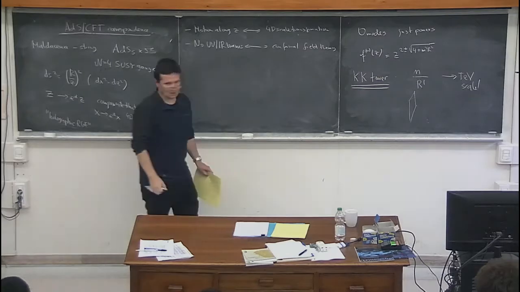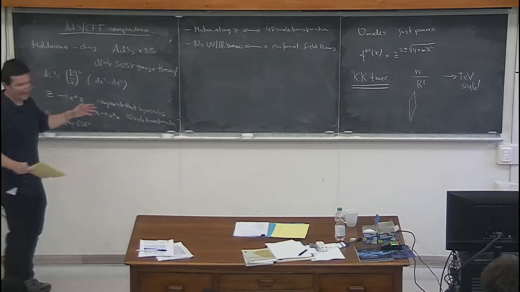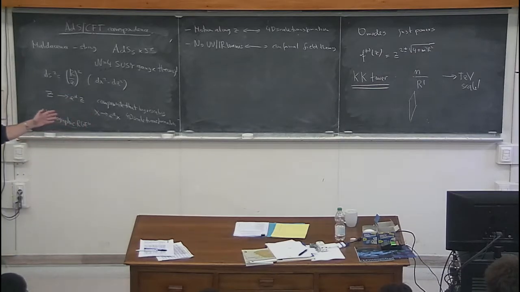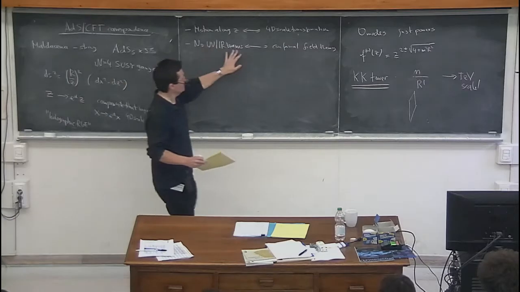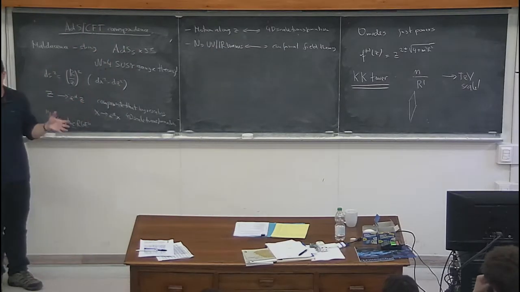So I'm going to be going through all the possible values of the z coordinate, from 0 to infinity. So I go through all of the AdS space. That's like going through the entire renormalization group scale in a four-dimensional theory. So if I have no UV or IR branes, this AdS/CFT correspondence is going to tell you that this five-dimensional theory is actually equivalent to a true conformal four-dimensional field theory.